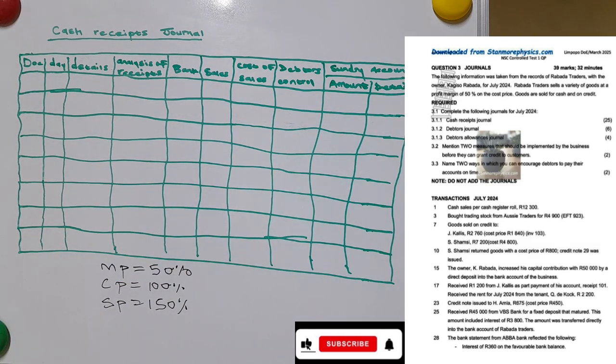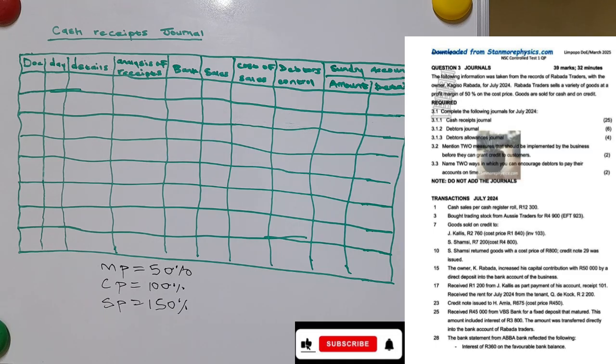And then let's go to 3.1. And then 3.1.1, we have the cash receipt journal. We go straight to the information. We're not going to do 3.2 and 3.3. We have the transactions for July 2024.